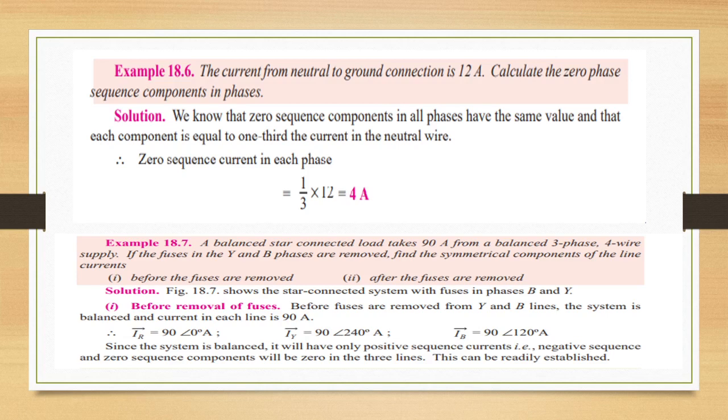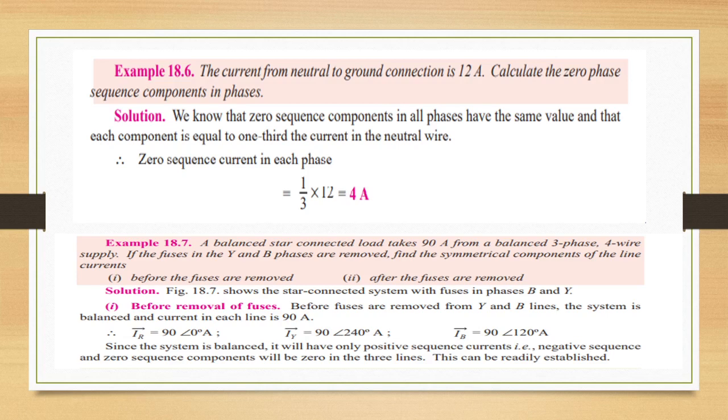Next numerical. A balanced star connected load takes 90 amps from a balanced 3-phase 4-wire supply. If the fuses in the Y and B phases are removed, find the symmetrical components of the line currents. First one is before the fuses are removed, second is after the fuses are removed. Let us see the first one, before the removal of fuses.